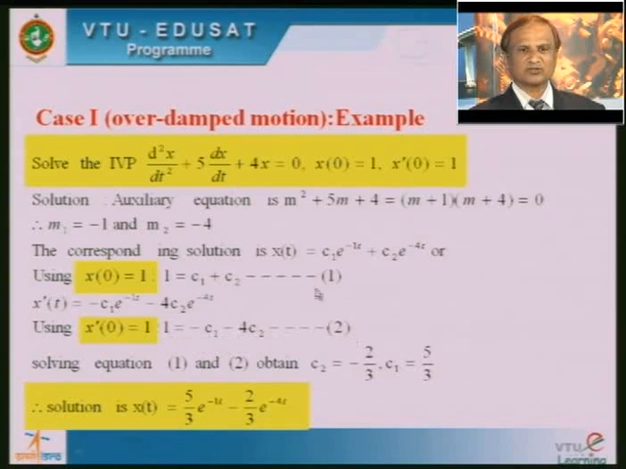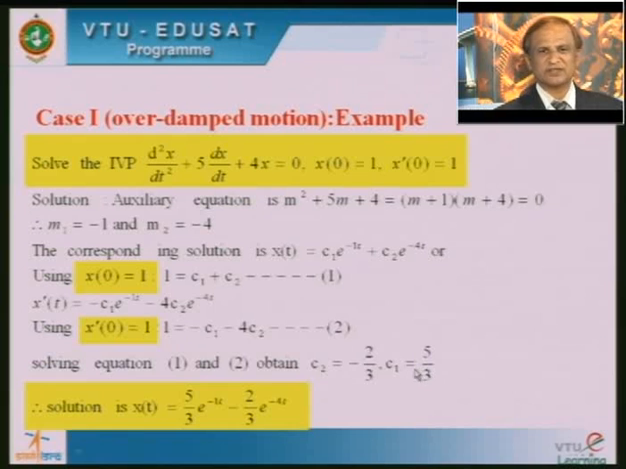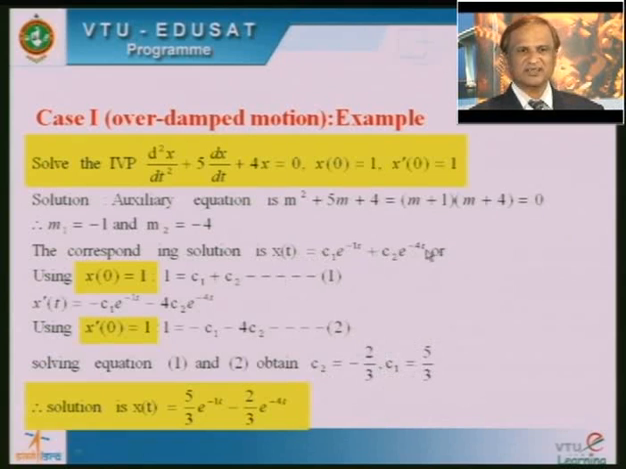Is it clear? So now I want to solve these two equations: two equations and two unknowns. We know many methods. By using any one of the methods, I hope we can very easily obtain C1 and C2. I hope you will get C1 is equal to 5 by 3 and C2 is equal to minus 2 by 3. So we can substitute these values in this equation. I hope we can obtain a particular solution, namely x of t is equal to 5 by 3 into e to the power minus 1 into t minus 2 by 3 into e to the power minus 4t, which is the particular solution of the given differential equation.